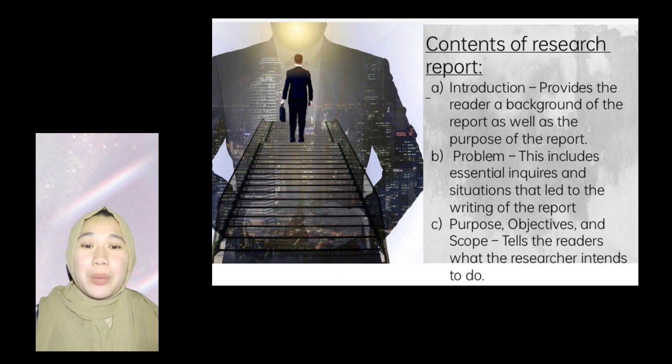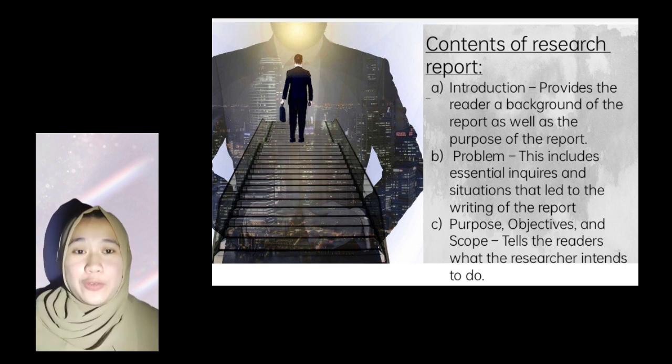For example, the purpose. The purpose statement defines the overall objectives of the research. It should be concise, specific, and focus on a particular issue or problem. The objectives are the specific goals that the research aims to achieve. They should be measurable, achievable, relevant, and time bound, or SMART. Next is the scope. The scope defines the boundaries of the research. It outlines what is included and excluded from the study, as well as any limitations or constraints.